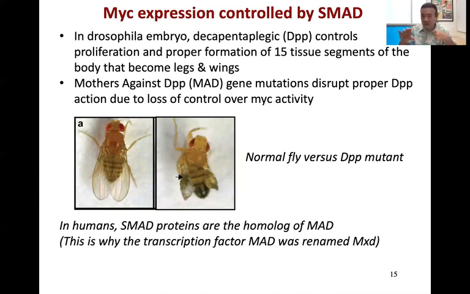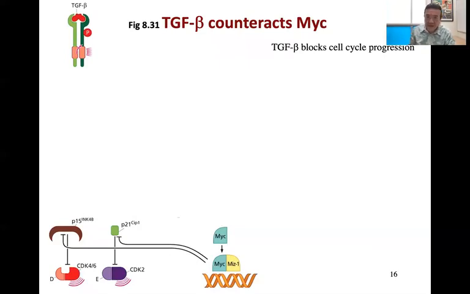So that's why human geneticists decided, all right, joke's over. We can't keep calling this MAD. We better change the name to something else. So they changed that protein to MXD, so that they could still call this one MAD. So in humans, we have SMAD, a homologue of the Drosophila MAD. And because we have this SMAD, we want to change the name of the original MAD protein that partners with MYC to MXD instead. So how do these SMAD proteins work?